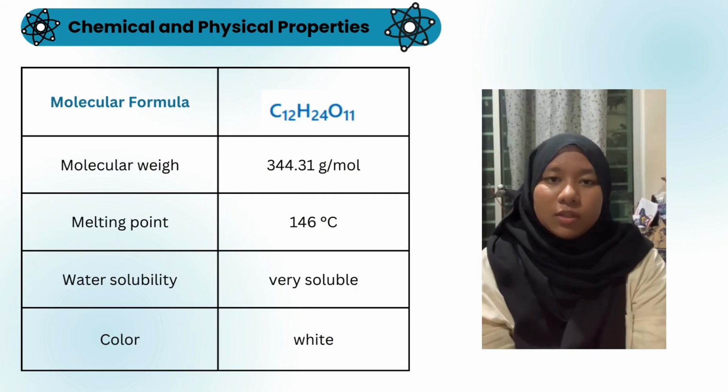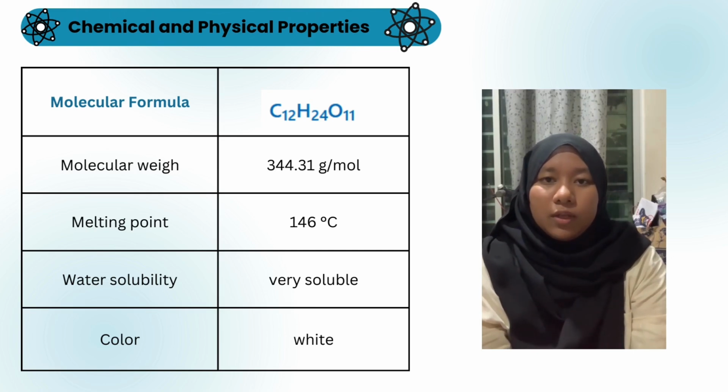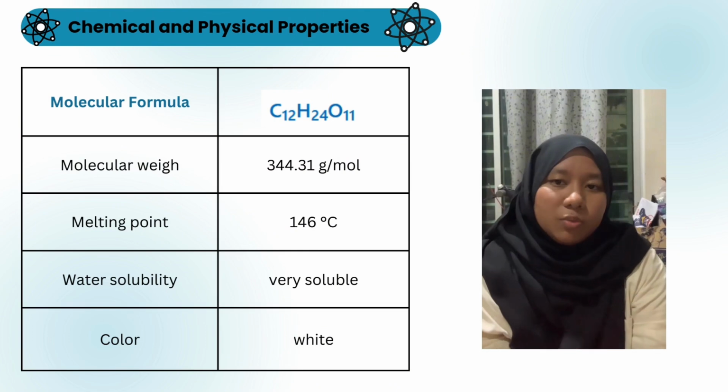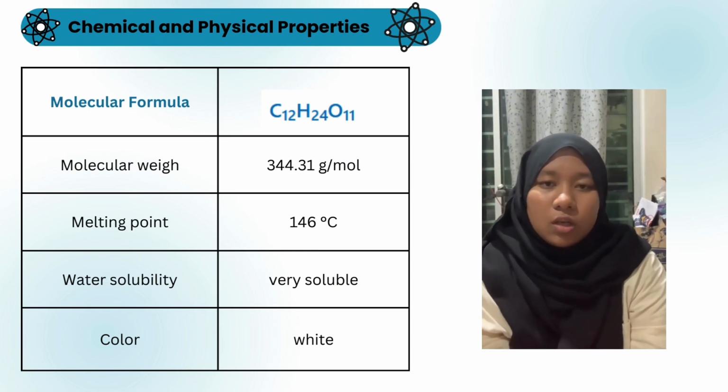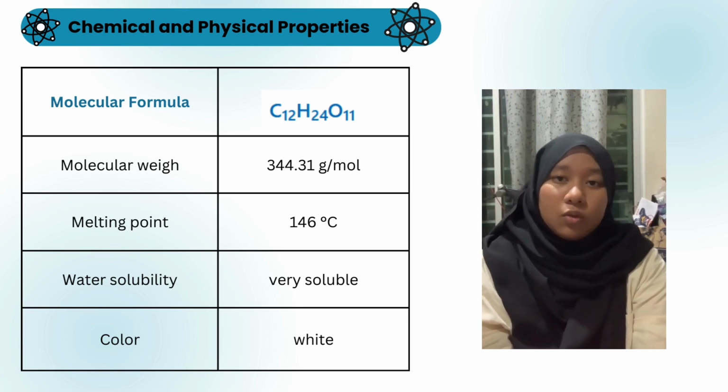Next, we move to chemical and physical properties of lactitol. The molecular weight of lactitol is 344.31 gram per mole, and the melting point of lactitol is 146 degrees Celsius. Water solubility for lactitol: lactitol is very soluble in water, and with increasing temperature, the solubility also increases. However, lactitol is slightly soluble in ether. Lactitol in solid form appears as white crystal and is also odorless.